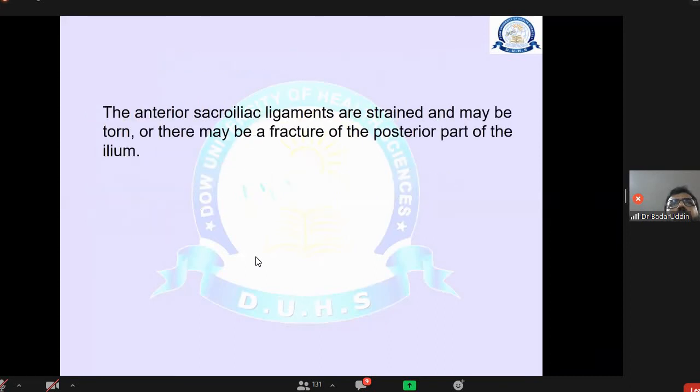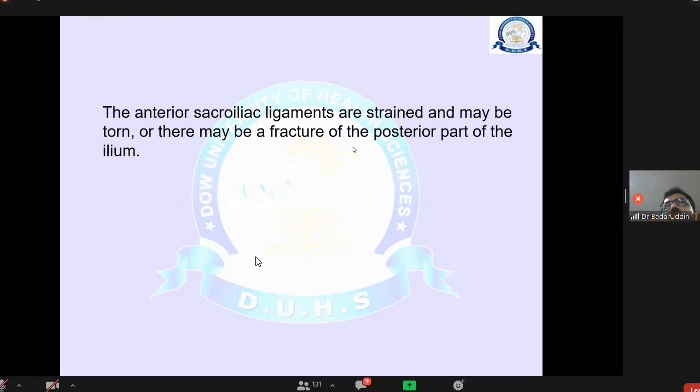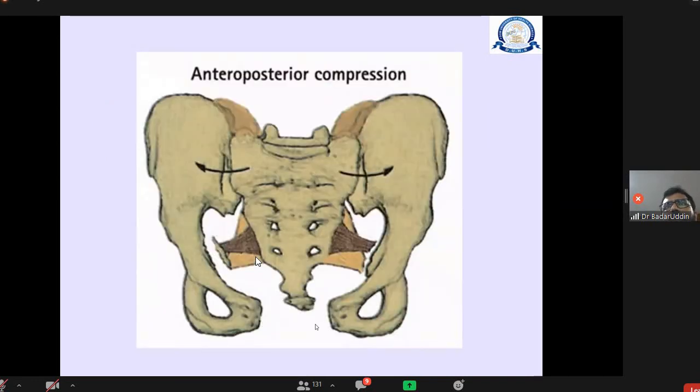I will show you. The anterior sacroiliac ligaments are strained and may tear, and there may be a fracture of some part of the ilium. Say, for example, see this. If somebody gets hit anteriorly, what will happen? The pubic symphysis opens up, and the pelvis moves apart here. So the anterior sacroiliac joint ligament and sacrotuberous ligament tear. So the pelvis opened up. Once the pelvis has opened up, the venous bleeding becomes too much, and there's no room to control that area. So you need to close this area. So this is called anterior posterior compression injury.